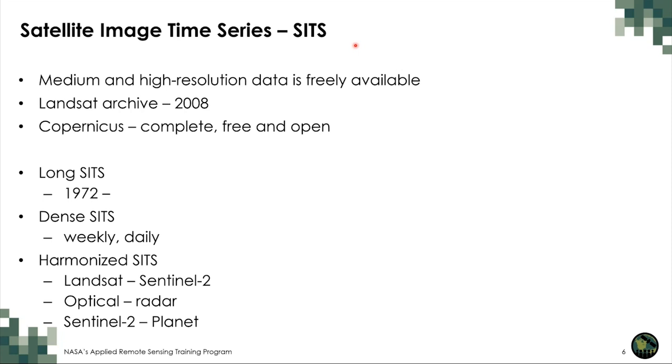We have Landsat archive that is completely open. In the year 2008, there was a decision to open the archive back to the first images that were captured by Landsat, and this enables us to see what has changed on our planet in the last 50 years. But when the Landsat archive was made open, this made an explosion in the exploitation of data. Since 2008, everyone is able to process time series of data.